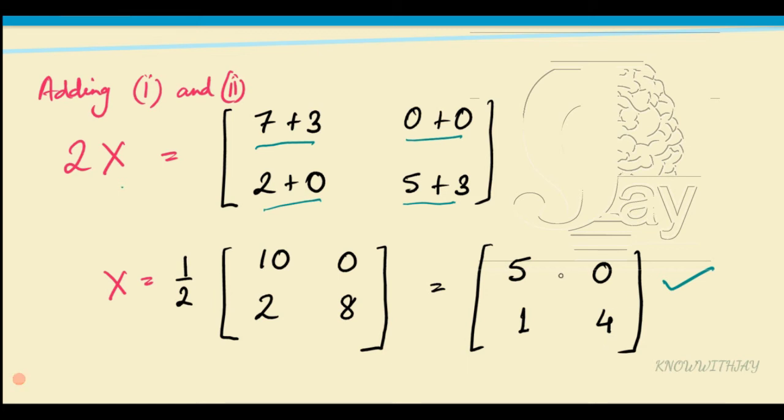Okay, so when you write the elements, there should be a visible gap, right? You don't write 5, 0 such that it looks like 50. So there should be a gap like this.